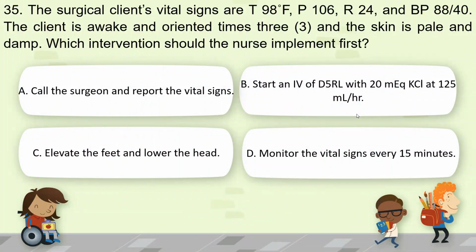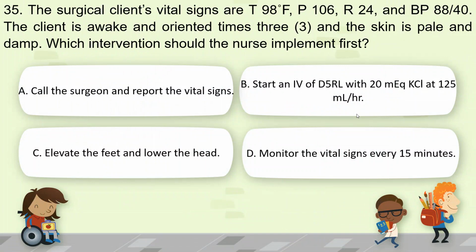35. The surgical client's vital signs are temperature of 98, pulse of 106, respiration of 24, and BP of 88/40. The client is awake and oriented times 3, and the skin is pale and damp. Which intervention should the nurse implement first? A. Call the surgeon and report the vital signs. B. Start an IV of D5LR with 20 mEq KCl at 25 mL per hour. C. Elevate the feet and lower the head. D. Monitor the vital signs every 15 minutes.